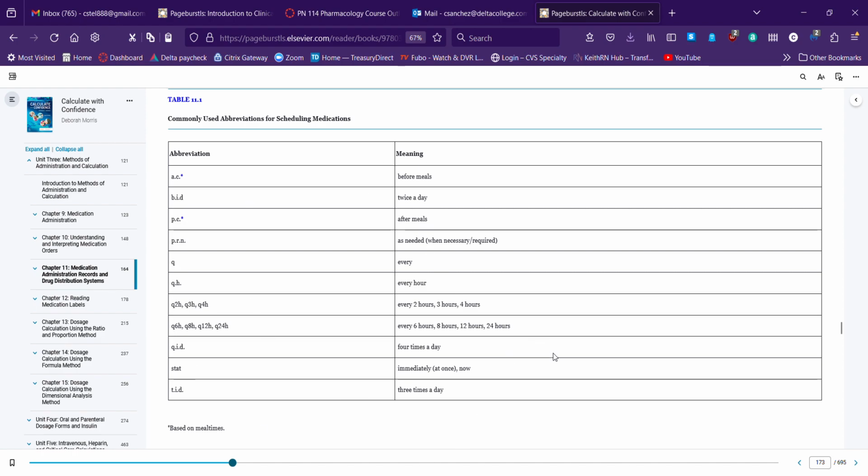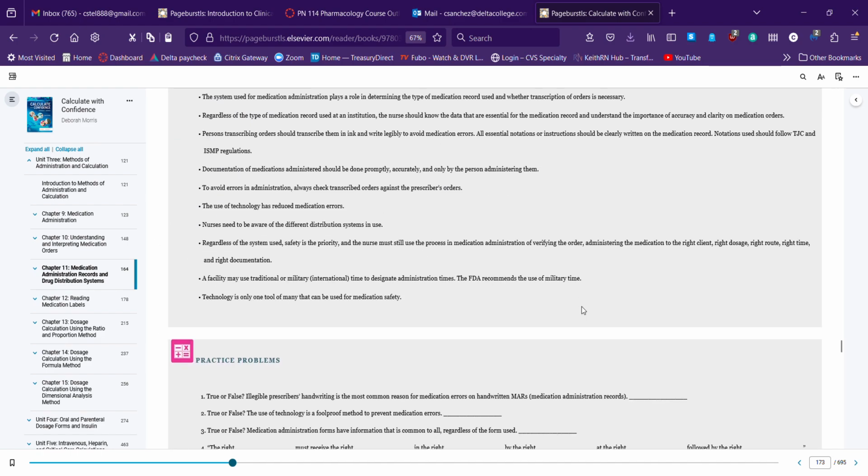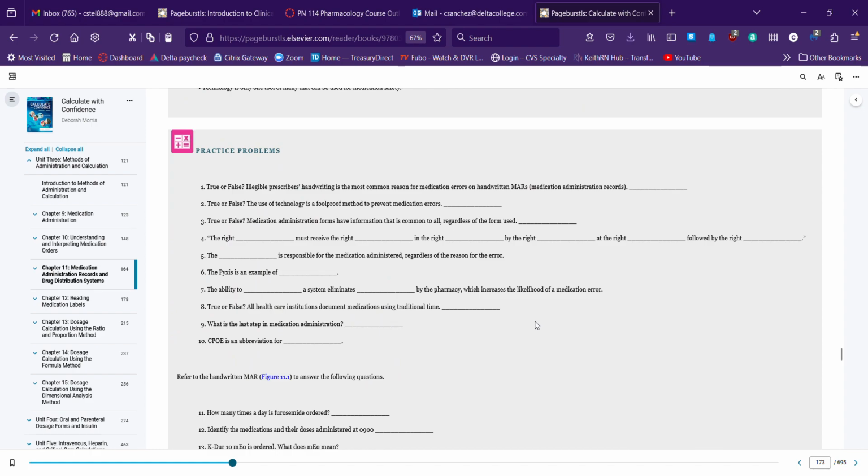All right, so AC means before meals, PC after meals. This is a few of them that we talked about just now. So again, this table has some very common abbreviations. You really need to know all of these, okay? Not necessarily just for testing, but to make your life easier every day in clinical and in nursing, because you're going to see these consistently.